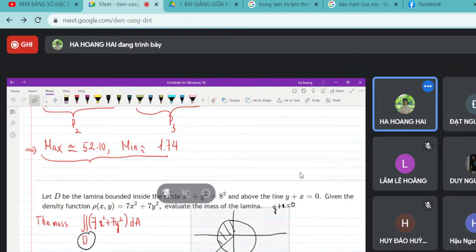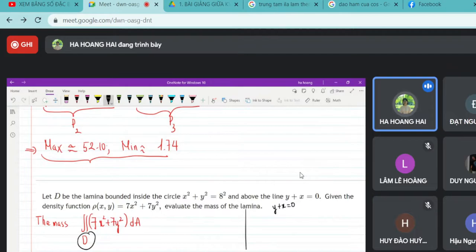Sorry, the line here is y equal to minus x. So we have this line, and we take above the line, so it means that we take this part, and this line is y plus x equal to 0.